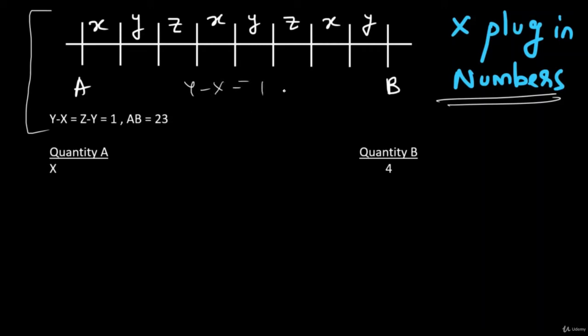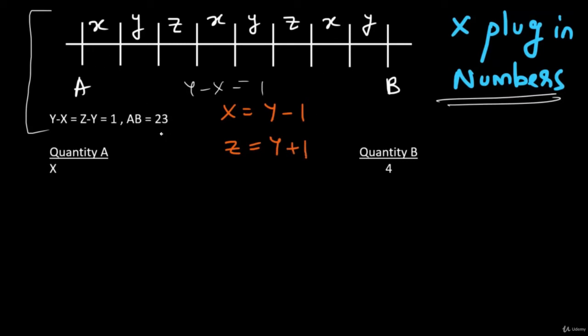Therefore, I take X to the right hand side and 1 to the left hand side and I get X is equal to Y minus 1. Alright, now what about Z? Z is equal to 1 plus Y, right? So Z is equal to Y plus 1. So let me write that over here as well.